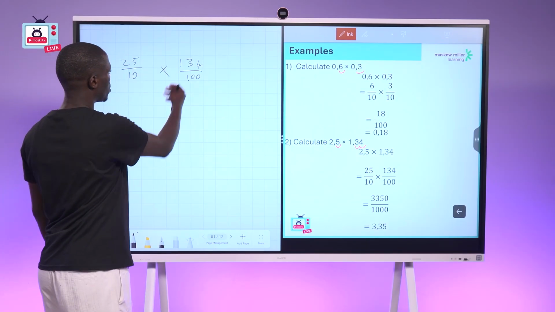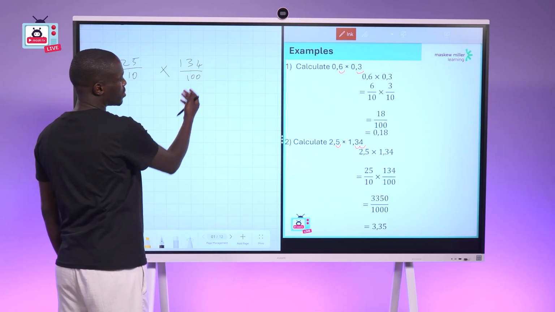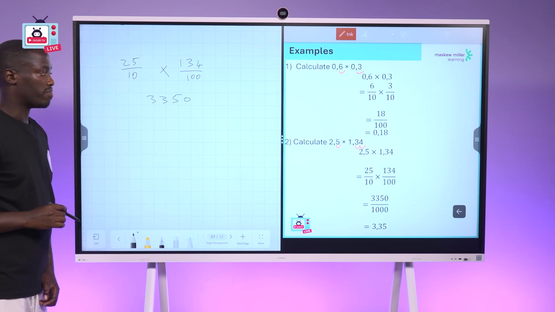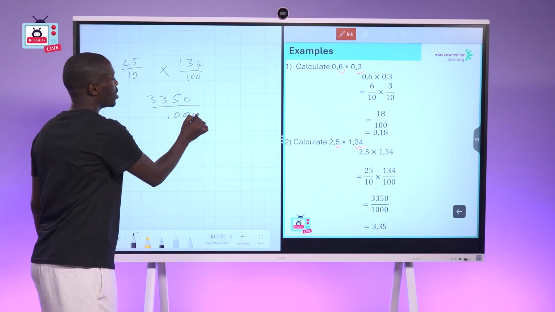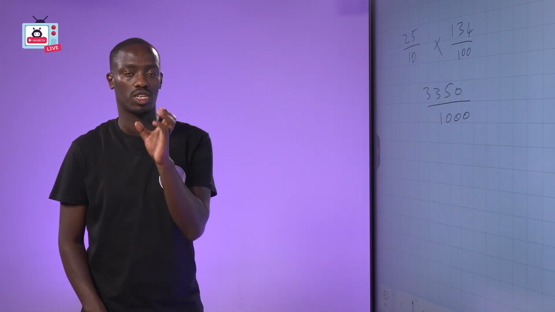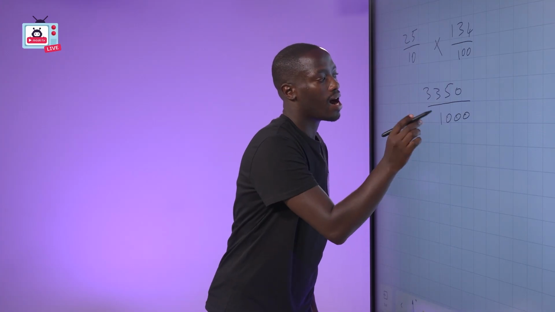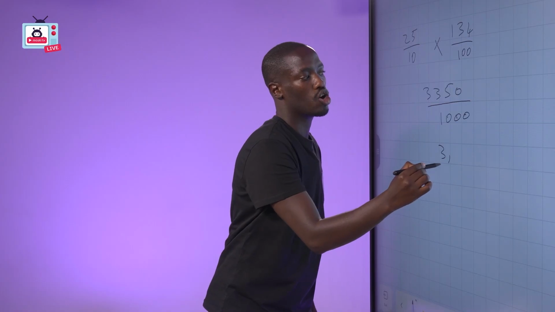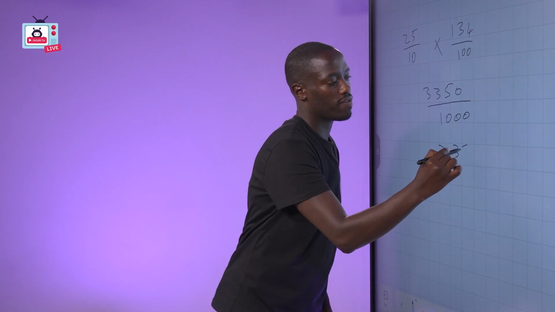You multiply the numerator with the numerator, the denominator with the denominator. Now, 25 times 134, that should give you 3,350 divided by 10 times 100, that will be 1,000. So this number must all be filled in the 1,000th place. So that means 3,350 divided by 1,000, that will give me 3, because 1,000 goes into 3,000 3 times. And this will be 350.